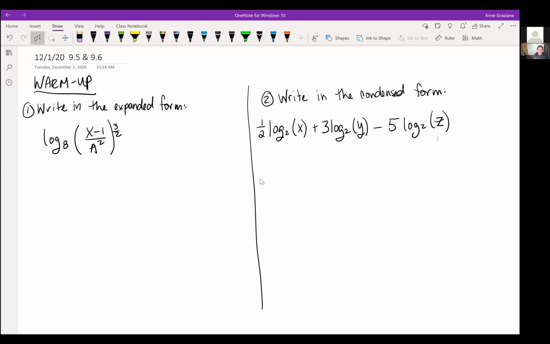Let's get started. So yesterday we talked about 3 properties. They were the product rule of logarithms, and then we had the quotient rule, which let us split up a fraction into subtraction. And then we had the power rule. Okay. So these are just some examples of using those properties.